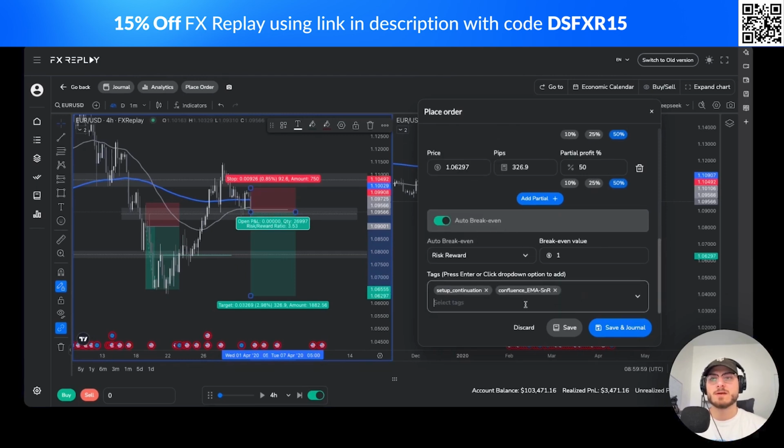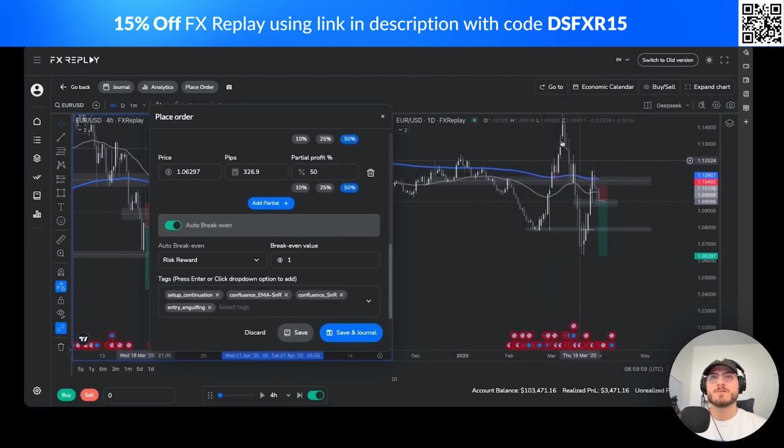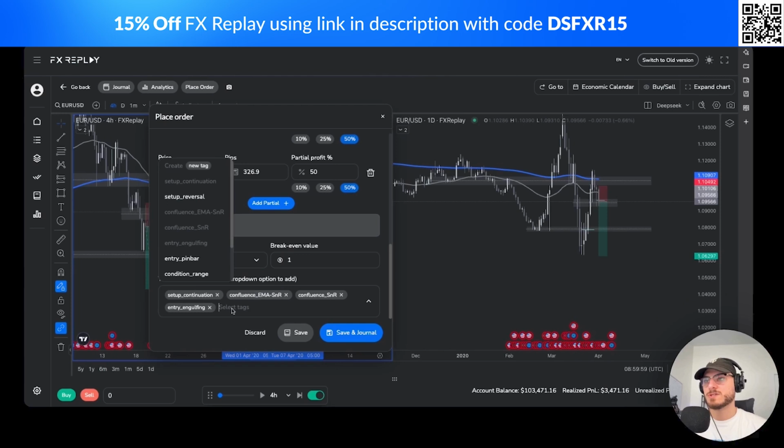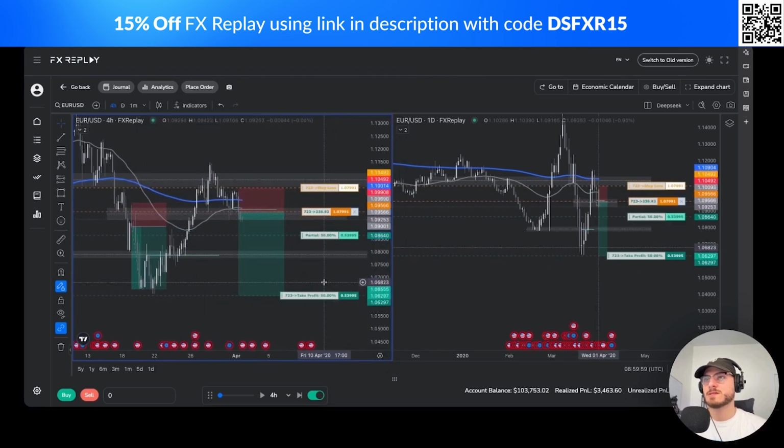Let's go again, continuation. We have the EMA there for the support and resistance. We have the level for support and resistance. We have the engulfing, and what are we in right here? Kind of rangy, right? We have a low, a high, a low, a high. So we'll just say condition range, and let's save that, and let's see what we get from this.